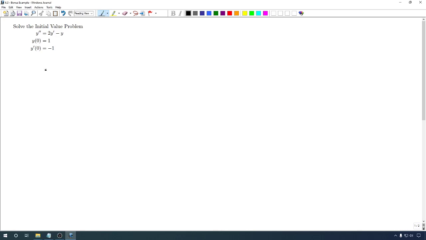Now I have one more example of using the exponential to solve a differential equation. And this is actually one that we're going to get a defective matrix for. So unfortunately, computing the exponential for this problem is going to get a little bit more complicated than I originally intended.